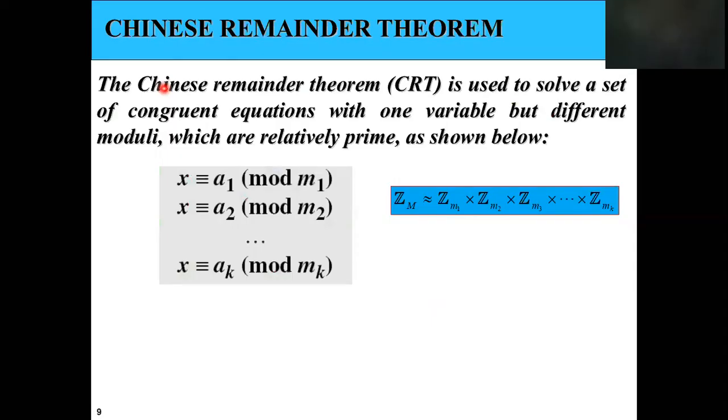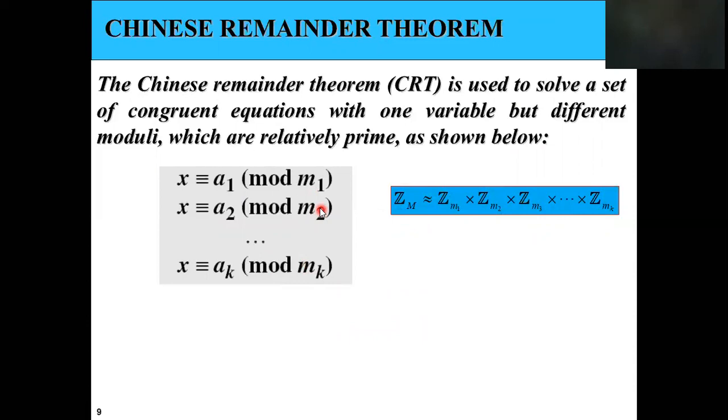So let us formally take it: the Chinese remainder theorem is used to solve a set of congruence equations with one variable but different moduli, which are relatively prime, as shown below. That is, x is congruent to a1 mod m1, x is congruent to a2 mod m2, and so on, x is congruent to ak mod mk. It means Zm is isomorphic to Zm1 times Zm2 times Zm3 times Zmk. You have a set of equations under different moduli like m1, m2, m3, and all of these are relatively prime to each other.